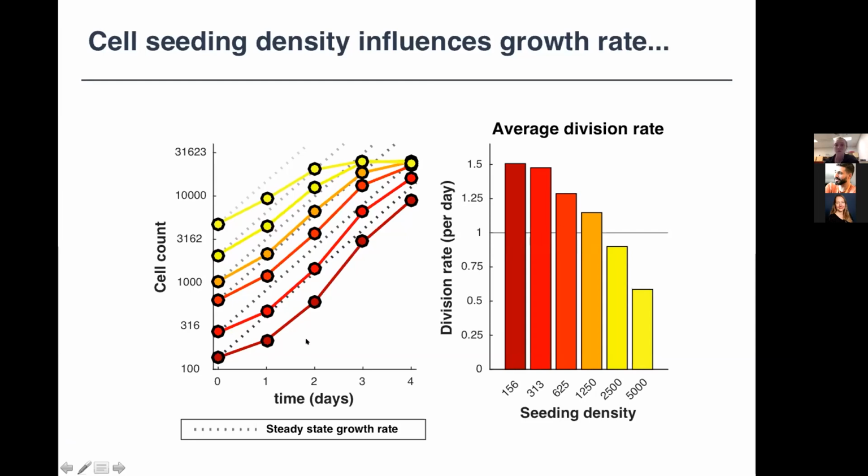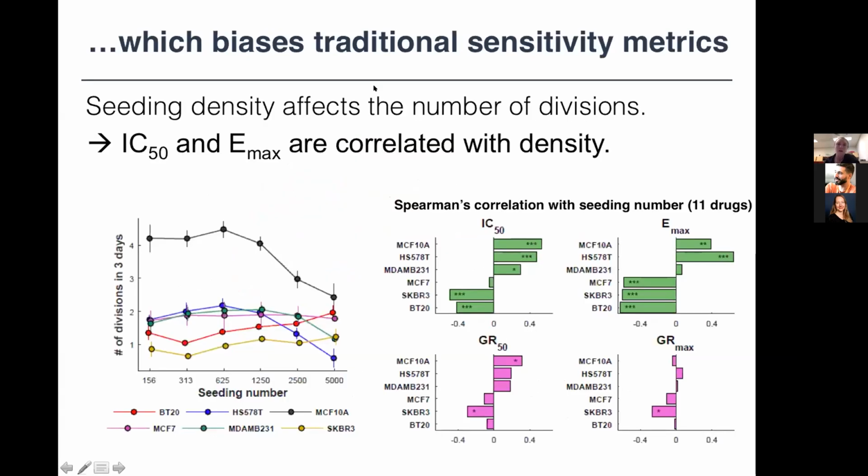And so you want to avoid both of those shoulder cases with your experiments, and hit a division rate that is going to be able to be maintained over your experiment as much as possible. And you want to do that, of course, because seeding density affects the number of divisions, and the number of divisions can bias conventional metrics. And although GR metrics correct for much of these issues, it's still best practice to keep your cells growing steadily over your experiment.